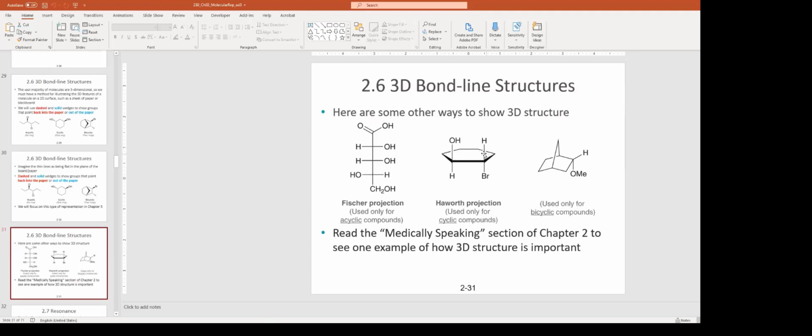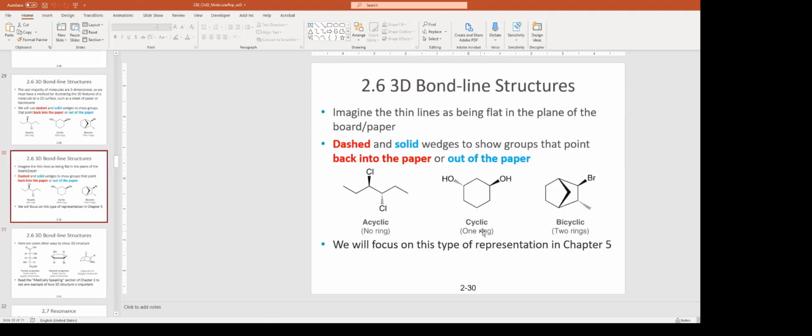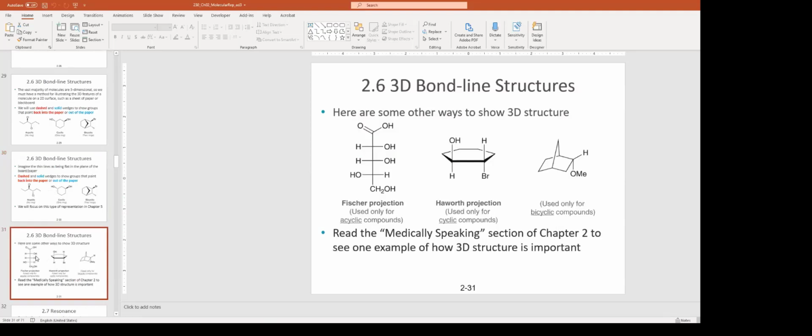This is showing a ring, but you're looking at it as if you were in the paper looking at it straight. So imagine that you took a ring and it's flat and you just turned it so that you're looking straight at it. That's called a Haworth projection. That's very important for carbohydrates, which we'll see a lot towards the end of the class.